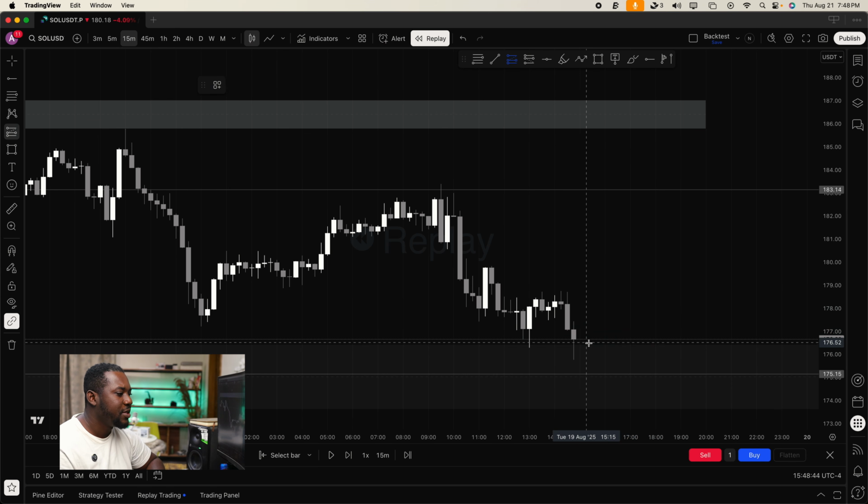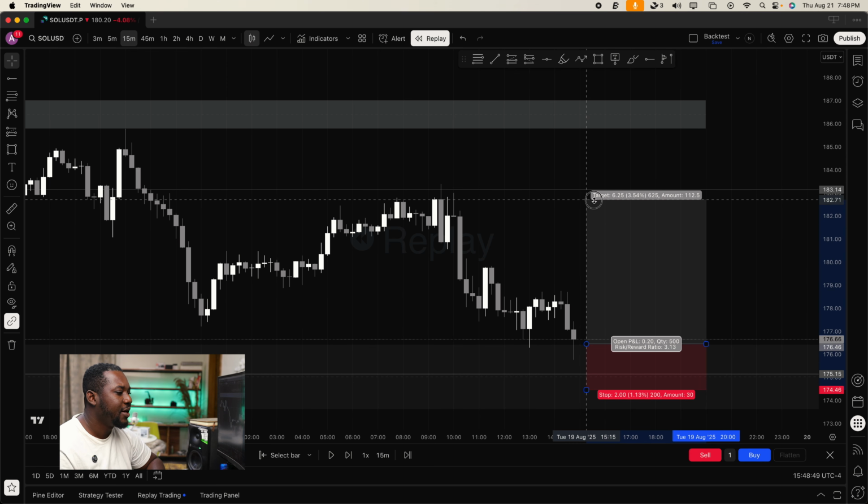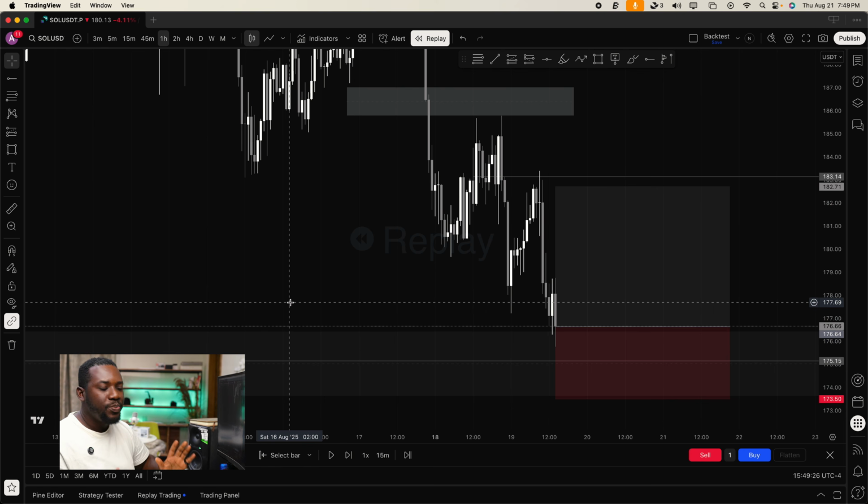Okay, so I'm just going to place my trade from this zone and target let's say this high. Okay, then I'll put my stop loss right here. Okay, so I'm going to play it out so we see how it goes.